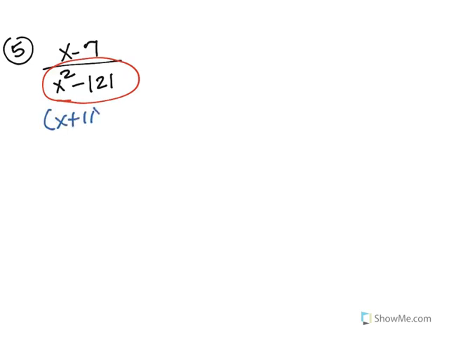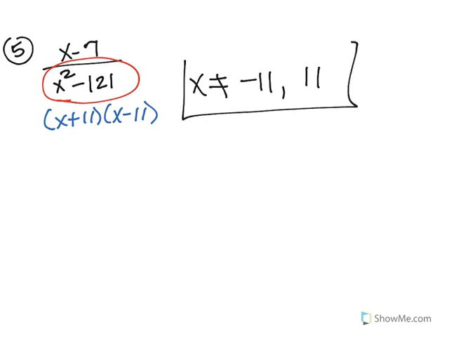On number 5, you have on the bottom x squared minus 121. Now, that we should know is the difference of squares. That would factor into x plus 11 and x minus 11. So there are two numbers. X can't equal negative 11 and it can't be positive 11, okay? So look for the things that can be factored. You would need to do those first and then tell me the opposite of what it cannot equal.